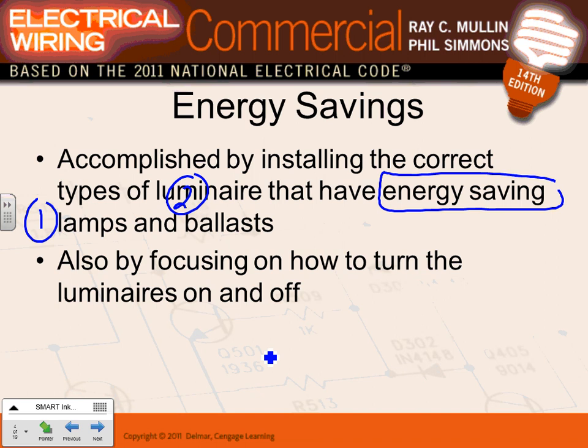But that by itself, Darren, is not enough. You need to find a means of automatically controlling the light when you don't need it, or dimming it, right? So that's where it becomes focusing on how to turn the luminaires on and off. So that's the control. That's why this chapter is a big deal.